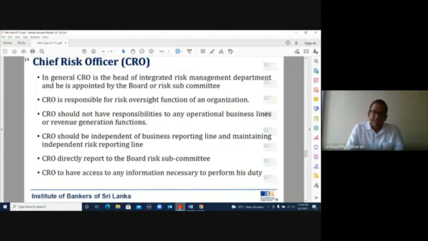There's a question in the exam, I'm just asking. It says that the CRO, Chief Risk Officer, should not have responsibilities to any operational business line. Do you agree with this statement? Please explain. Do you agree with this statement or not? If you agree, what is the reason?